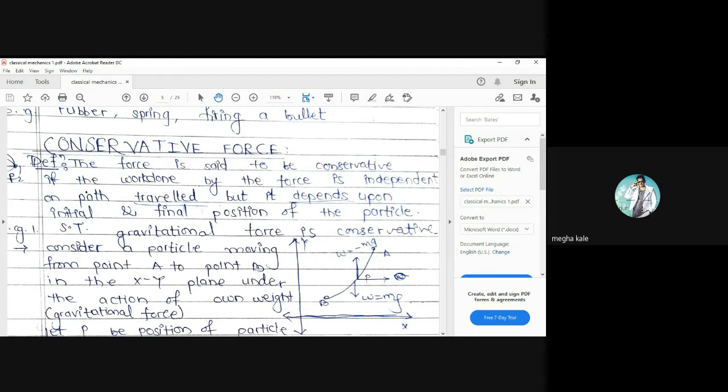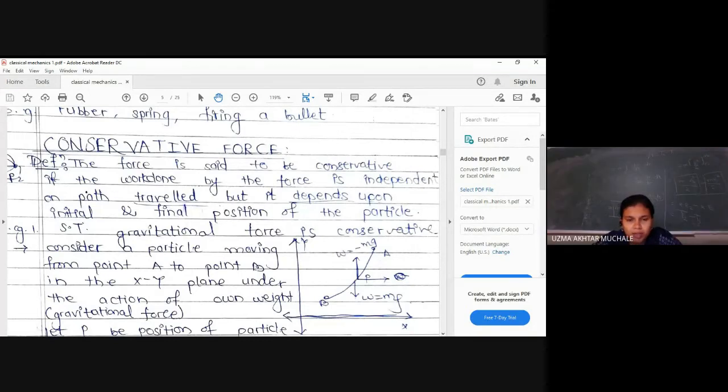Yes, ma'am. If you are having any type of doubt related to my teaching, or anything else, you can ask. I am doing this because sometimes it is not visible on the board, so that's why I am sharing the notes that I am going to provide you. So what is a conservative force? It is said to be conservative if the work done depends on the initial and final position, but not on the path travelled.